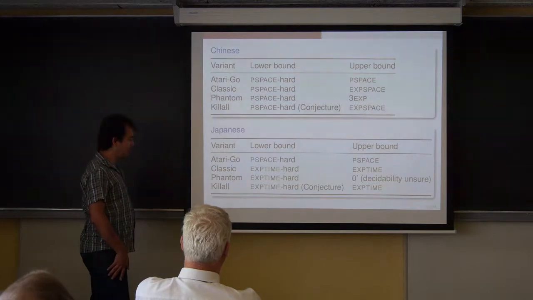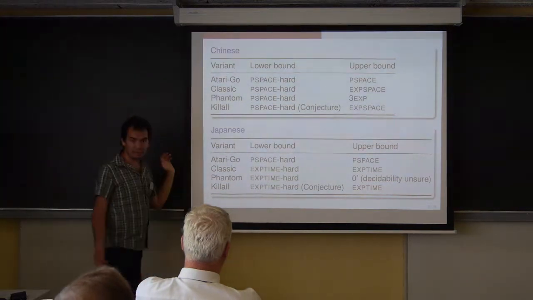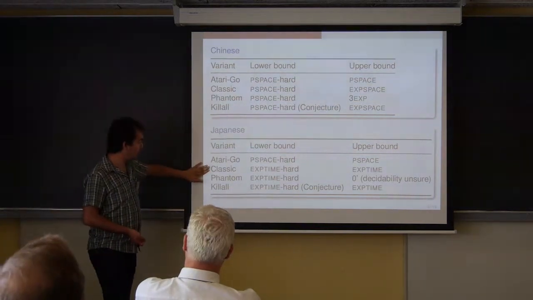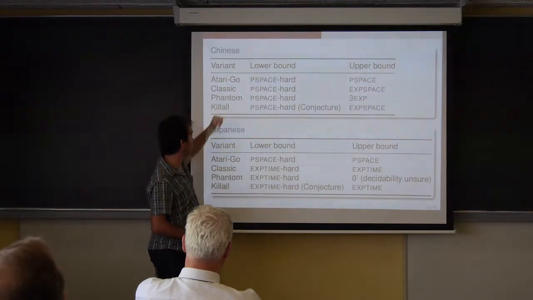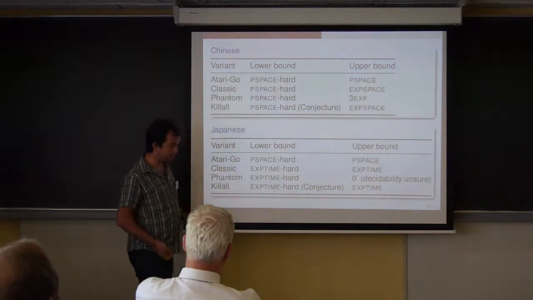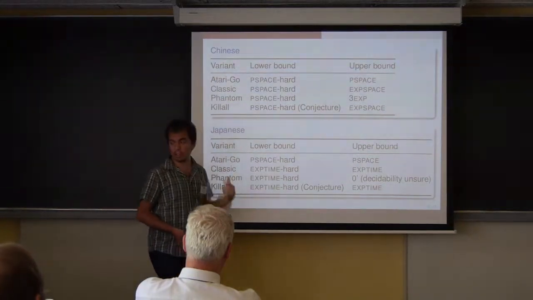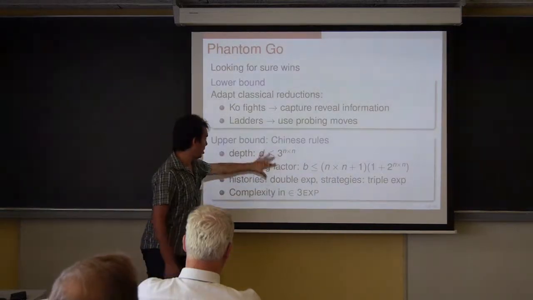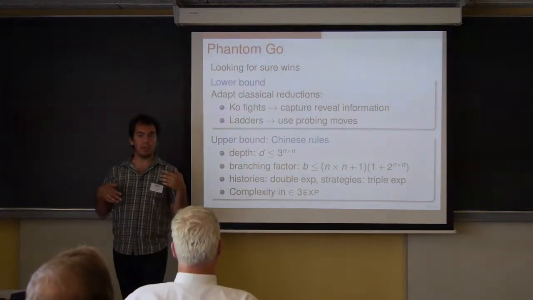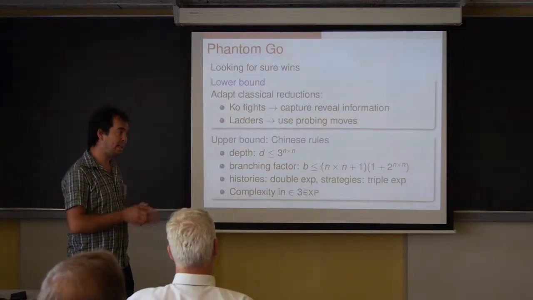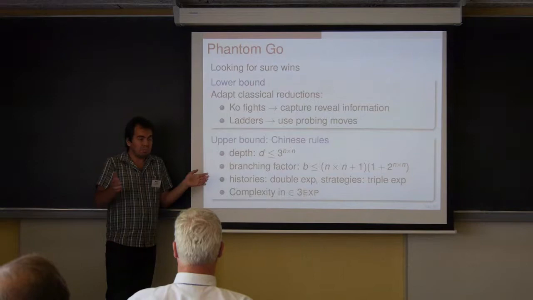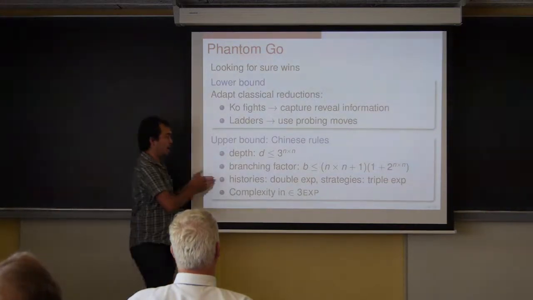As for Japanese rules, the main difference: Atari Go doesn't make a difference because the rules of ko are not involved. For classic, we knew that it was EXPTIME-hard, which is a better result than this. For Phantom, it can propagate. However, we cannot use this trick when we look at Phantom Go under Japanese rules, because we do not have the superko rule. In Chinese rules, you have superko that says you can't come back to the same position, it's forbidden. In Japanese rules, you don't have that. So we cannot bound the depth of the game.